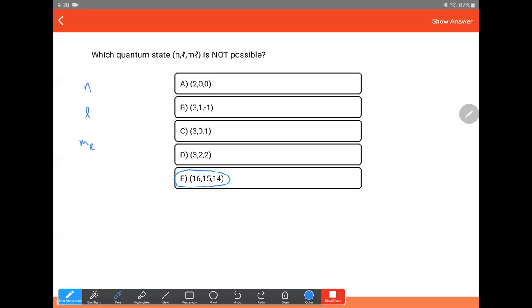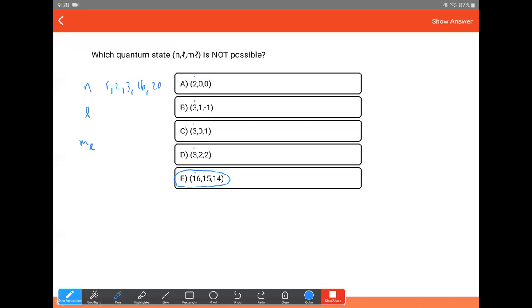When we have N, it's any integer number. So 1, 2, 3, 16, 20 is a possibility. So I check all these: 2, 3, 3, 3, 16. They're all good. So we can't eliminate any of them from that because N just has to be an integer.